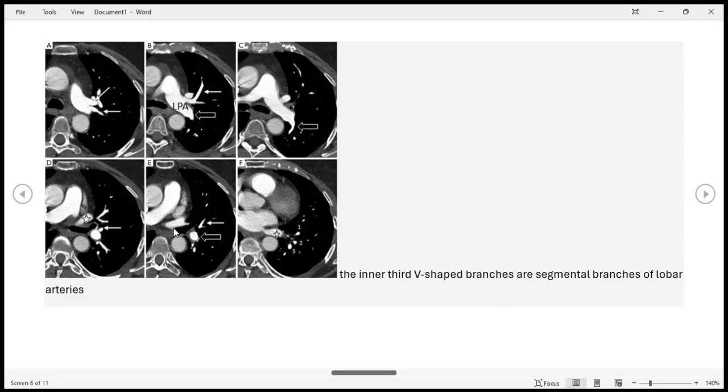So how to know the order of the pulmonary artery branches? Okay, to detect the involved pulmonary artery branch in a case of lymphoma or embolism. So firstly, you need to know that the main pulmonary artery is not a branch, it's the main pulmonary artery.